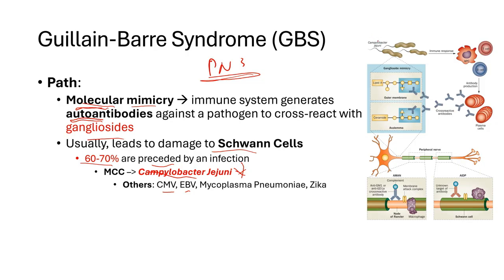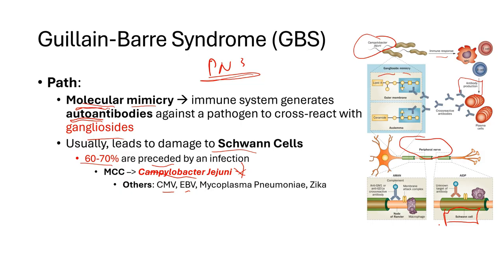As we can see, here is our infection, our Campylobacter, and this initiates some sort of immune response. This produces autoantibodies, or antibody production. This leads to, in this case, ganglioside mimicry, aka molecular mimicry, in which the molecule that we are mimicking is going to be a type of ganglioside. This affects the peripheral nervous system, aka Schwann cells, which typically leads to demyelination.